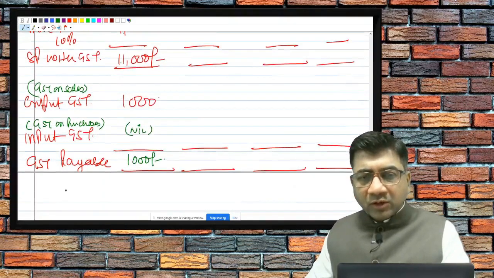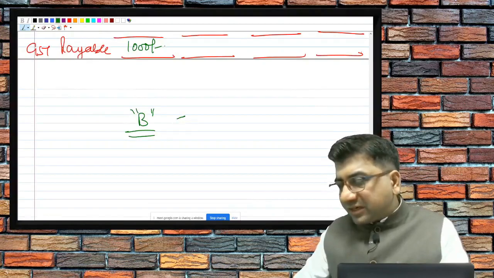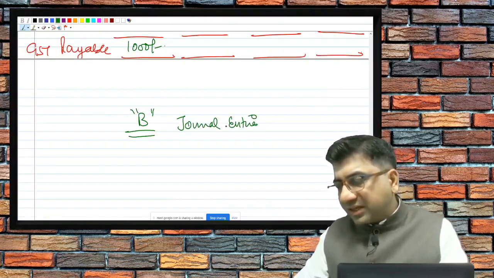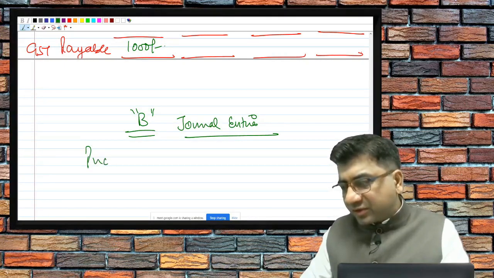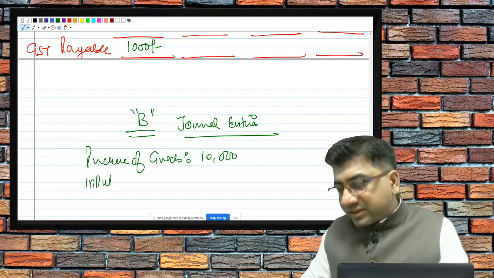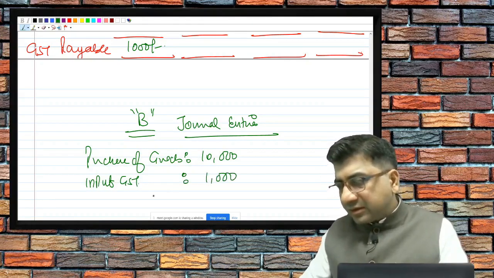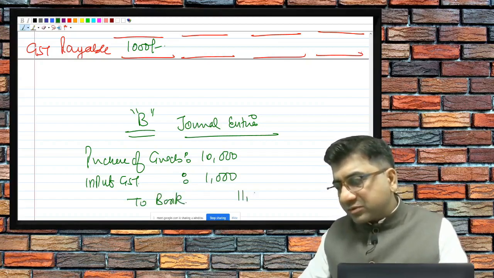No. Now look at B's journal entries. B will pass journal entries like this. Purchase of goods, 10,000. Input GST, 1,000. If paid cash, purchases 11,000.